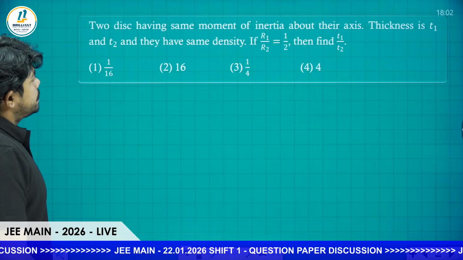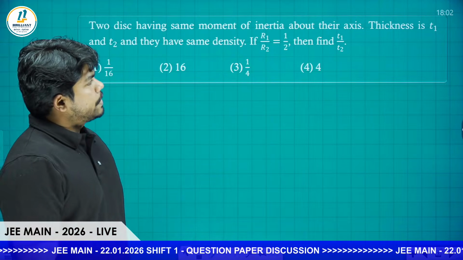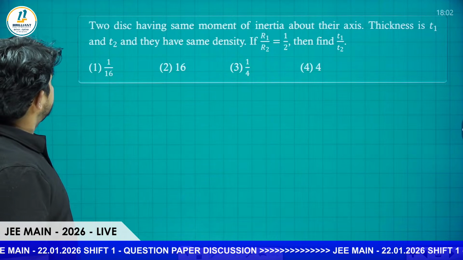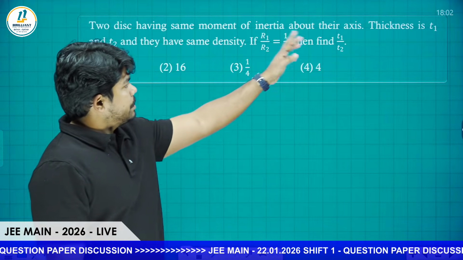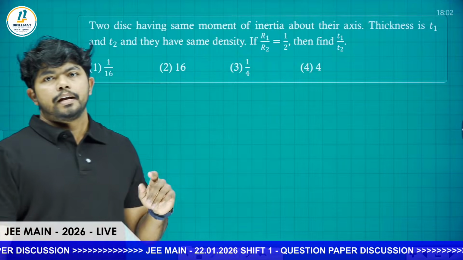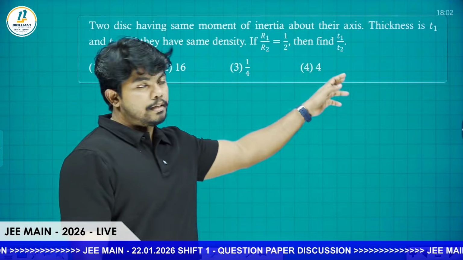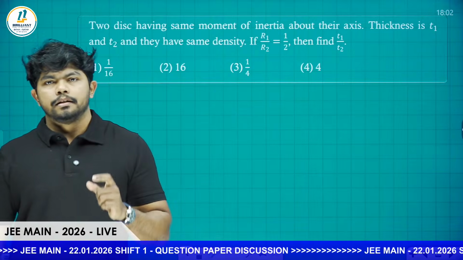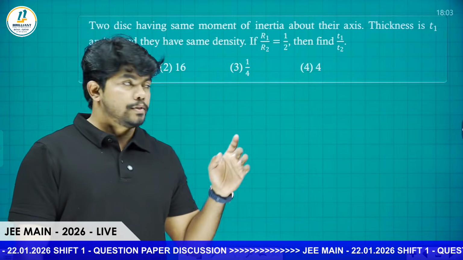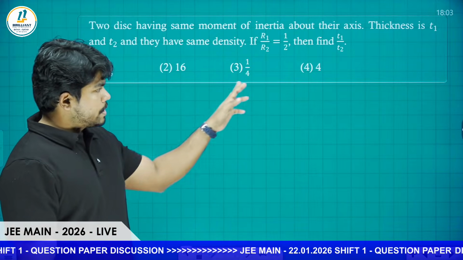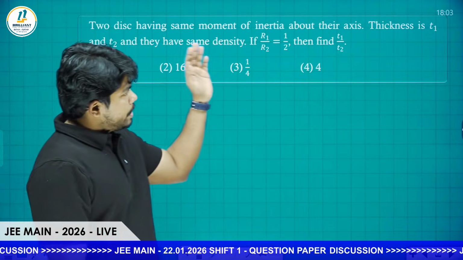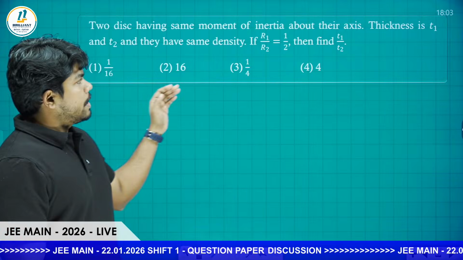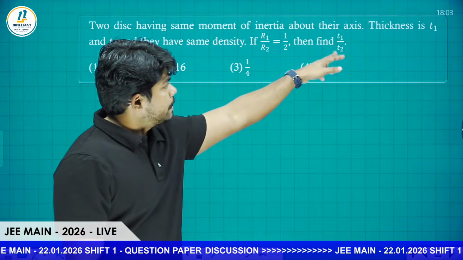So the first question: two discs having the same moment of inertia about their axis, thickness is T1 and T2, and they have the same density. A relation between the radii is given, and we need to find the ratio of thickness. Yesterday also there was a question regarding moment of inertia, with two rods given, where we had to find the moment of inertia of the system. Here the moment of inertia is already given, and we need to find the ratio of the thickness.